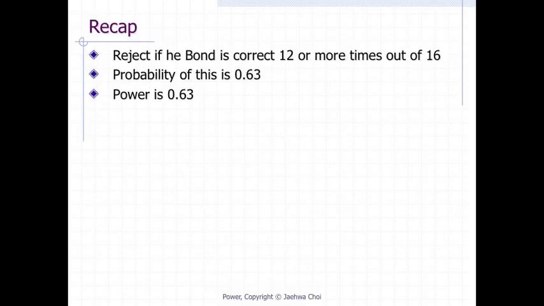In this case, the null hypothesis that Bond has no ability to distinguish shaken from stirred martinis would be rejected if he were correct 12 or more times out of 16. If he had no ability to distinguish stirred from shaken, the probability of his being correct 12 or more times is less than 0.05. However, we know that Bond has a probability of 0.75 of being correct on a given trial. This makes the probability of being correct 12 or more times equal to 0.63. In other words, the power is 0.63.